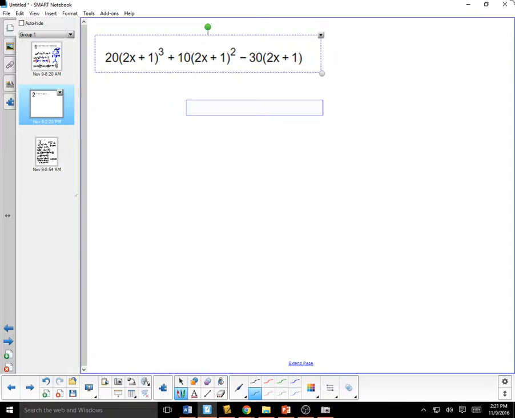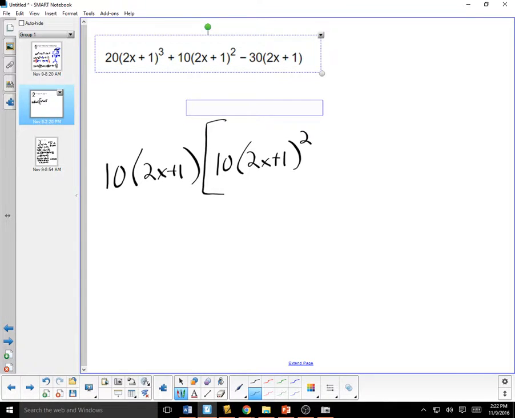Here we go. Let's factor out a common factor. What was the common factor? You guys remember? It was 10, 2x plus 1. And then we had, what was it, 10 times 2x plus 1 to the second, correct? Yeah. Plus 2x plus 1 minus 3, correct?